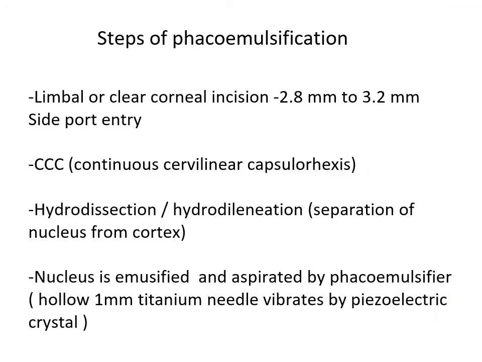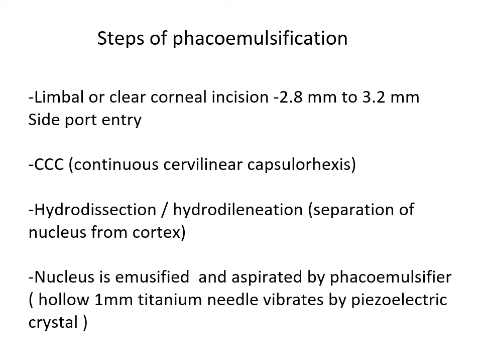Then the third technique of ECCE is phacoemulsification. This is the most advanced technique. It requires a very small incision, that is 2.8 to 3.2 mm, which is made at the limbus or in the clear cornea. After making the incision, a side port entry is made at 9 o'clock. Then CCC, the continuous curvilinear capsulorhexis, is done.